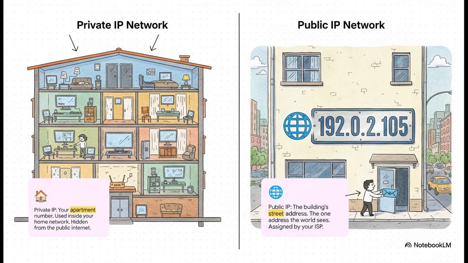Then on the other side, you have the public IP. That is the building's street address. It's the one single address that the entire world sees. Your internet provider gives you this one. So all the internet traffic, all that digital mail, gets sent to the main building address, and your router, our trusty building manager, is smart enough to know which apartment, which device, it's actually for.